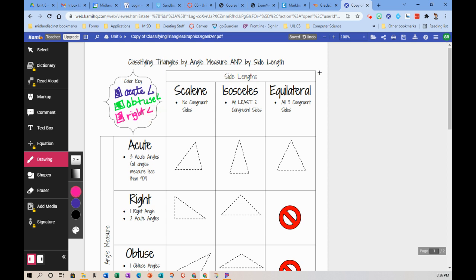All right. So let's look at these pictures. Scalene, which I don't know if you remember from 8th grade, means no congruent sides. So going down the list here, scalene says no congruent sides. Let's look at acute angles. Acute angles, remember, are purplish colors.